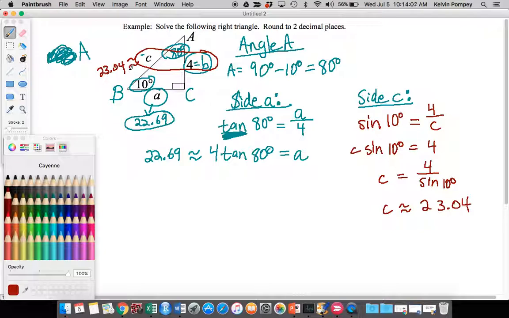And so that concludes what I need to do in order to solve that right triangle. I've been given 2 pieces of information, the measure of angle B and the length of side B, and I was able to use the fact that angle A and B are complementary angles and some of my trig functions in order to help me figure out the rest of the missing pieces. And that's solving a right triangle.